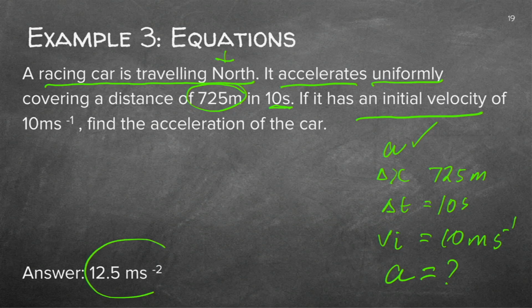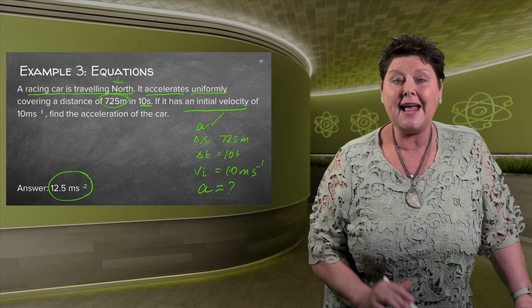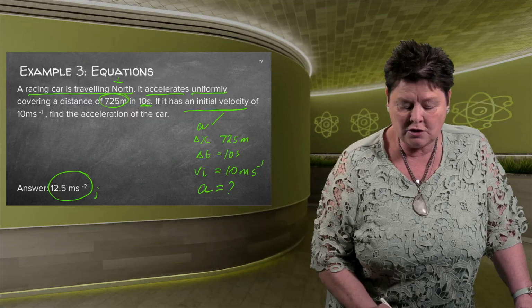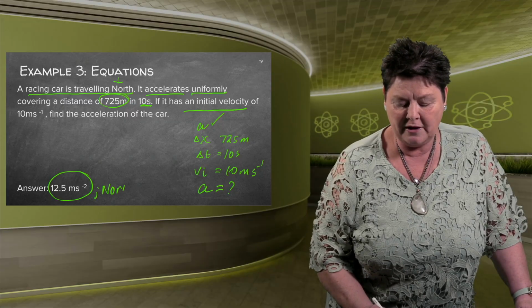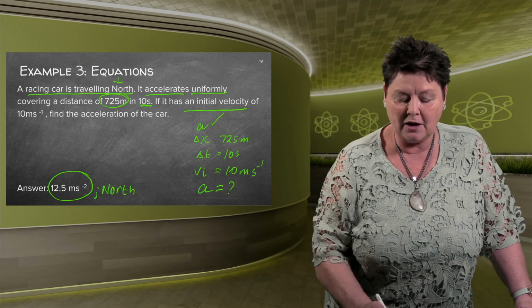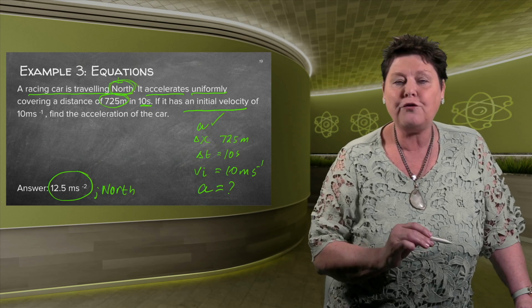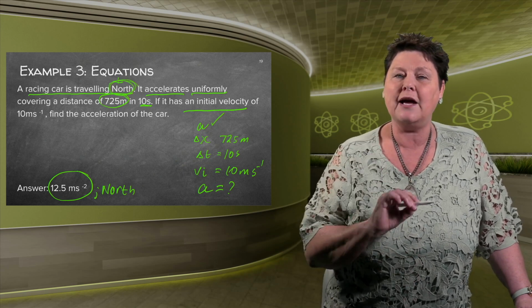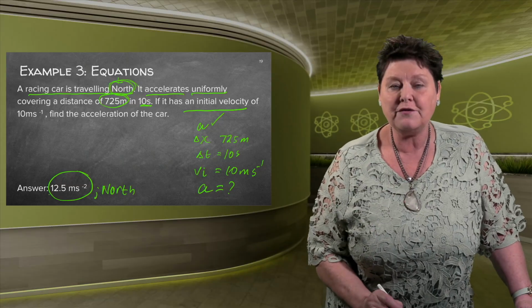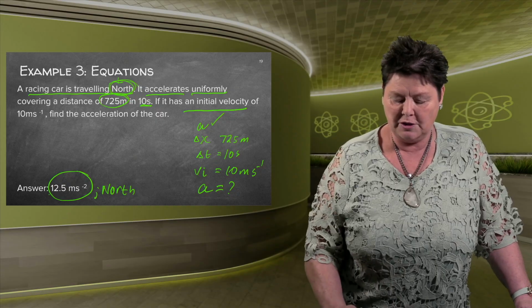And I did it and I got 12.5 meter per second square, and that's not the only part of the answer. You need to put in it will be in a northerly direction. I specifically left it out so that I can show you from the beginning. I allocated the positive as north, so my answer is positive, so that also needs to be north.